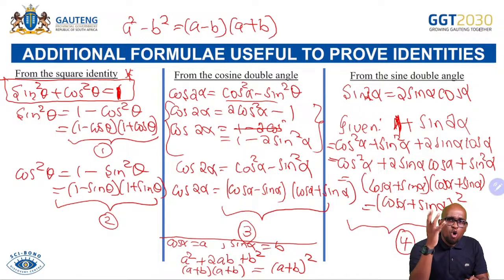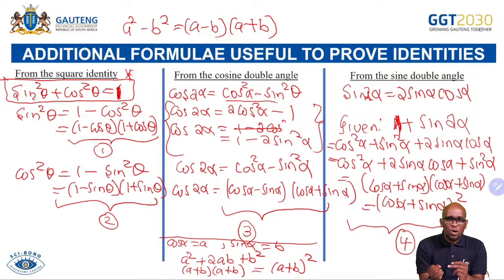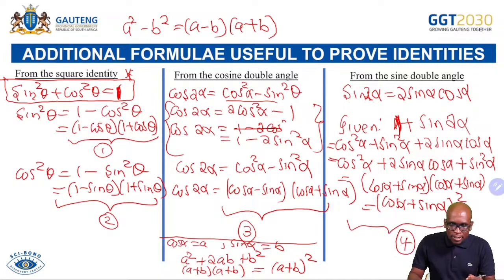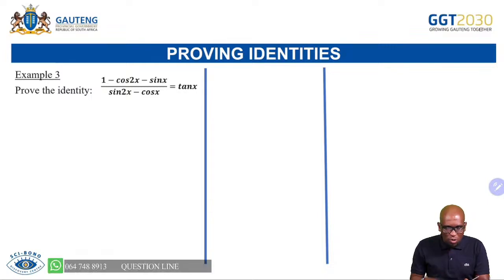So you have now 4 different equations that are additional to what you know, that have been derived from what you know, that would be useful when you prove identities. Right, let's go to application now. We are now going to prove identities. Let us go to the application question now.